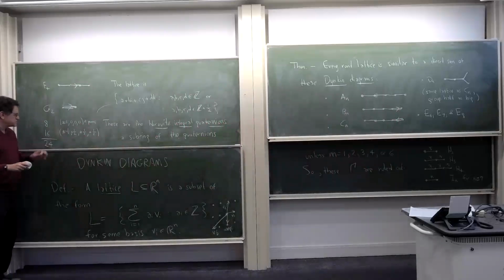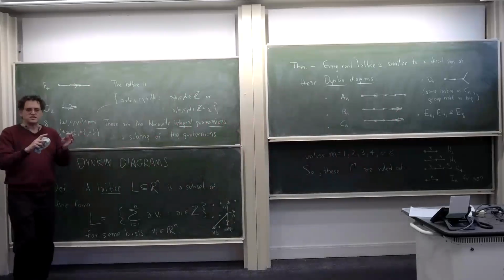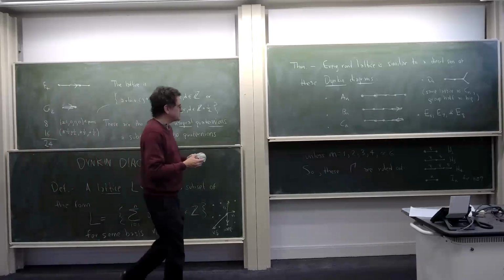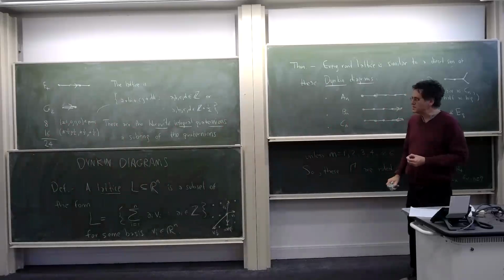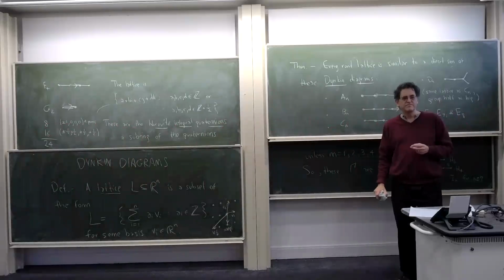And by the way, all of these guys are roots. So in other words, reflecting along any one of these vectors is a symmetry of this whole lattice. So that's a really wonderful thing. There's a lot that you can do with that thing.